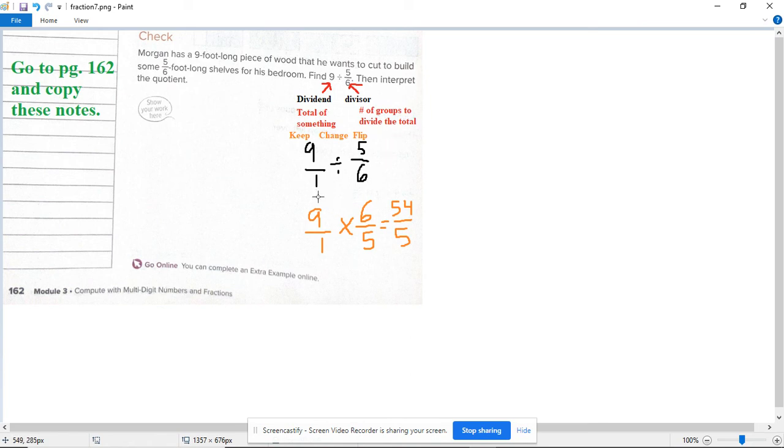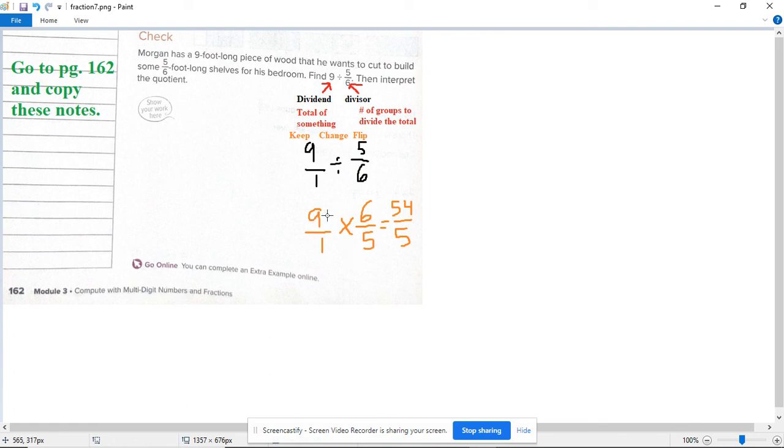So we learned that you can just do keep, change, flip. We don't even have to use division. We can use multiplication. We can multiply by the reciprocal to figure out the answer. So we can make 9 a fraction. So we haven't changed anything. It's still a 9, but it's in fraction form. So 9 over 1, we change it to multiplication, and then we flip it. We flip the 5 and the 6, we flip the numerator and the denominator, so it becomes 6 over 5.